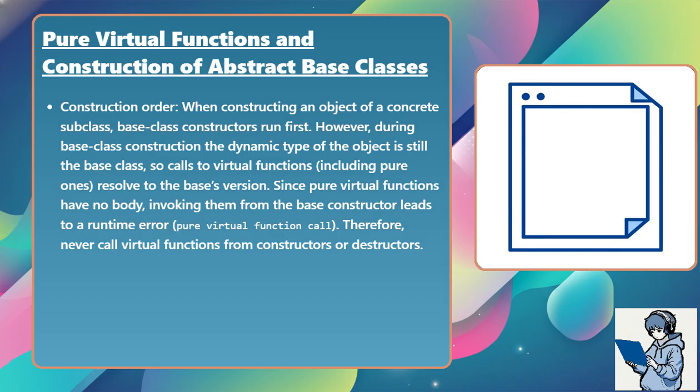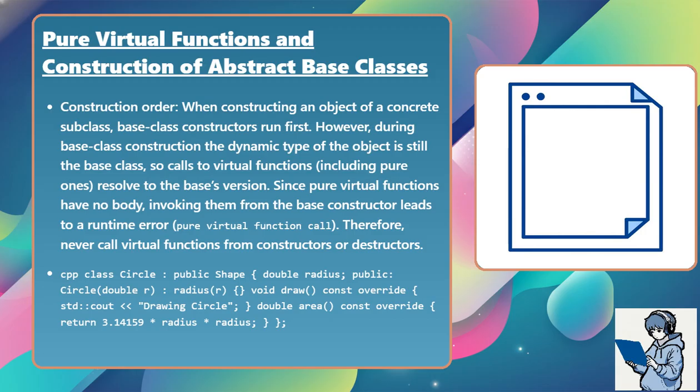Construction order: when constructing an object of a concrete subclass, base class constructors run first. However, during base class construction, the dynamic type of the object is still the base class, so calls to virtual functions, including pure ones, resolve to the base version. Since pure virtual functions have no body, invoking them from the base constructor leads to a runtime error: pure virtual function call. Therefore, never call virtual functions from constructors or destructors.